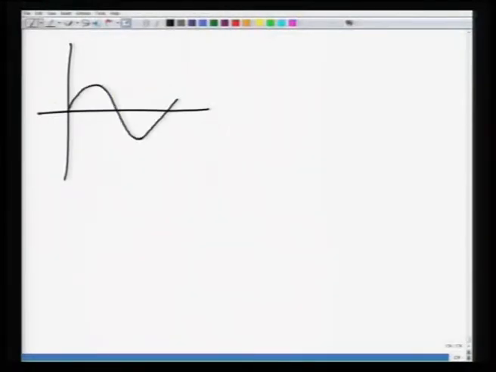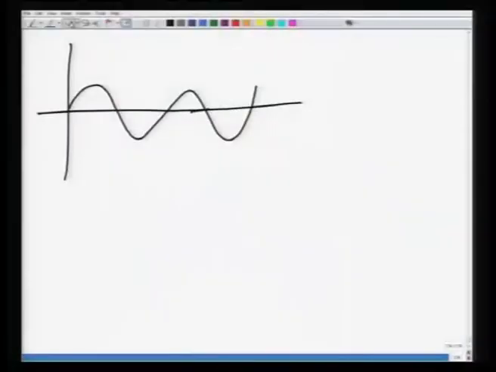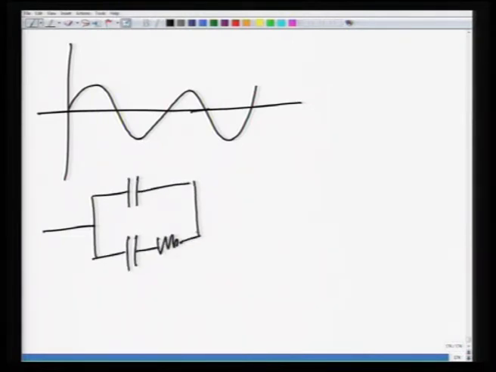If your waveform is like this, then as a result of the nature of this waveform, your capacitor will charge and discharge, and charge and discharge. Now, based on that, if you apply this to the R2 C2 element, so you have C1, C2, R2. Here, what happens is that capacitor C2 charges through this resistor R2.